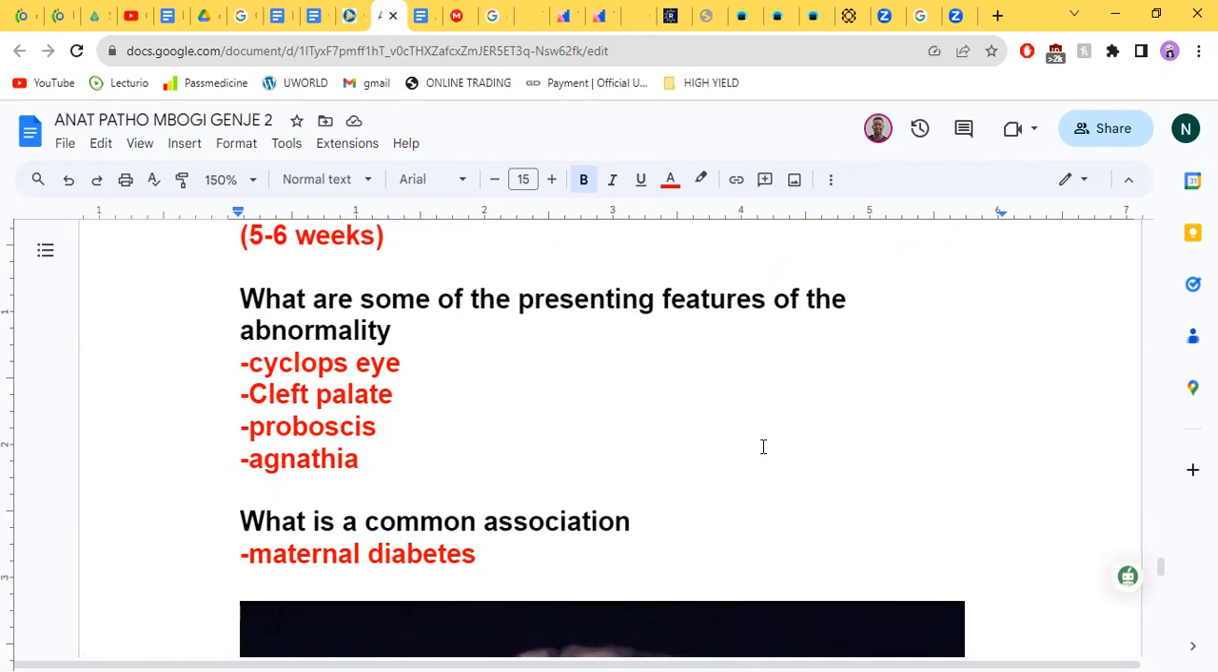What are some of the presenting features of the abnormality? We have features such as cyclopia, cleft palate, proboscis, and agnathia. What is the common association? Children born to mothers with maternal diabetes have been found to have a higher prevalence of this condition. Also, we've been told the TORCH infections. For the TORCH infections, can somebody put down in the chat what they are?